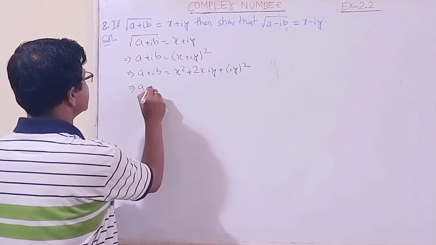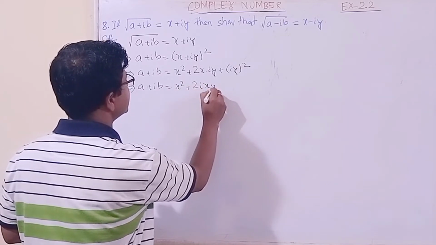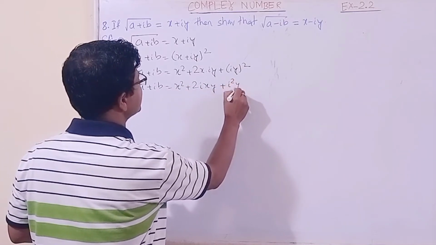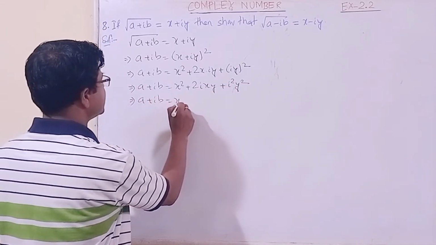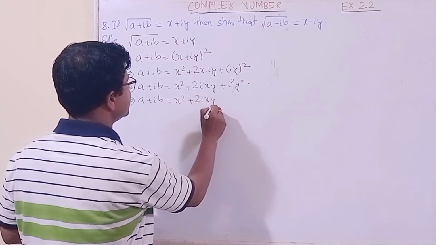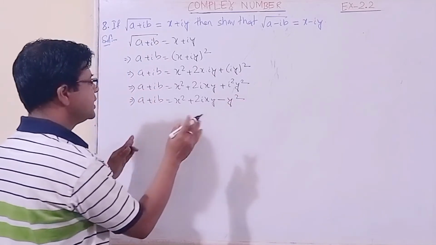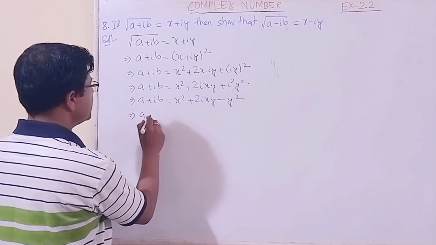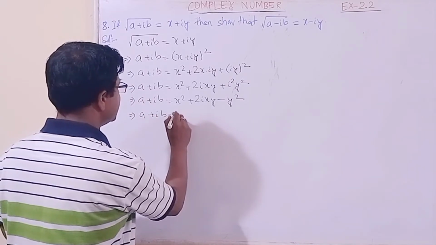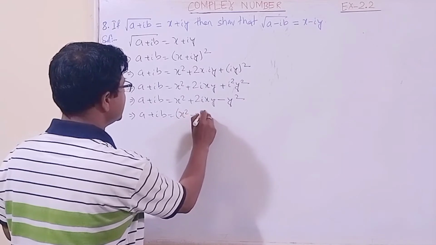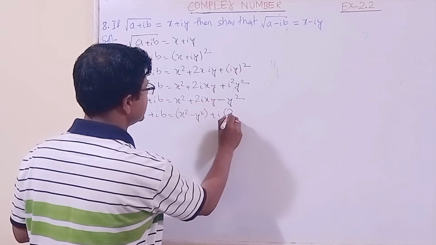So a plus ib equals x square, this is twice i xy, plus this is i square y square. Correct? a plus ib equals x square plus twice i xy. i square is how much? -1. So this is minus y square. So now let us make the real part together and the imaginary part together. a plus ib. So here the real parts are x square minus y square, and the imaginary parts i into this i we have written here, and this 2xy.